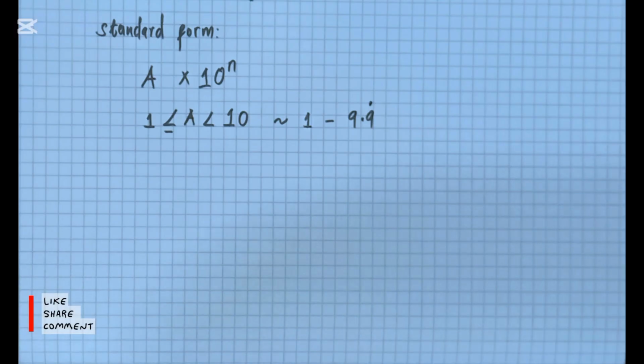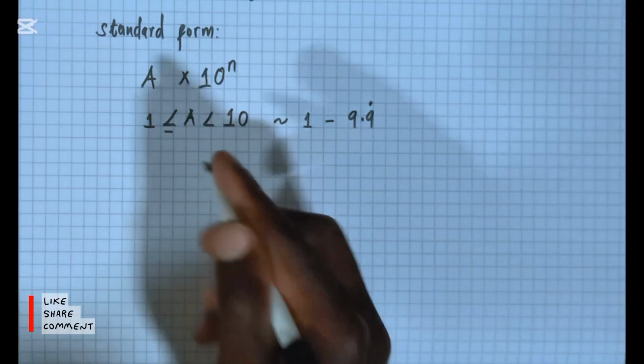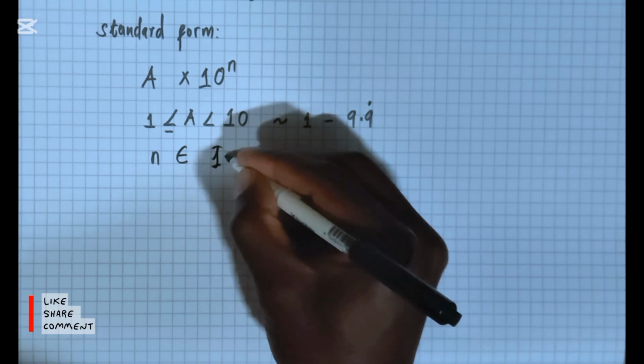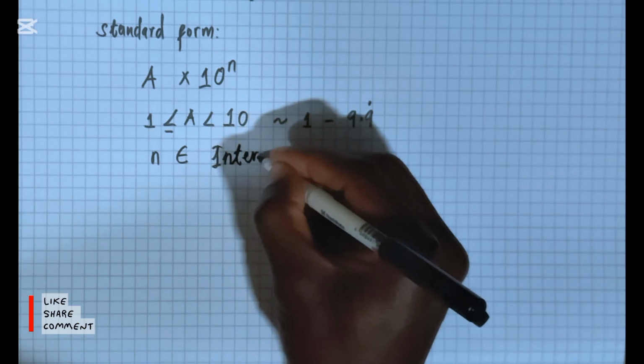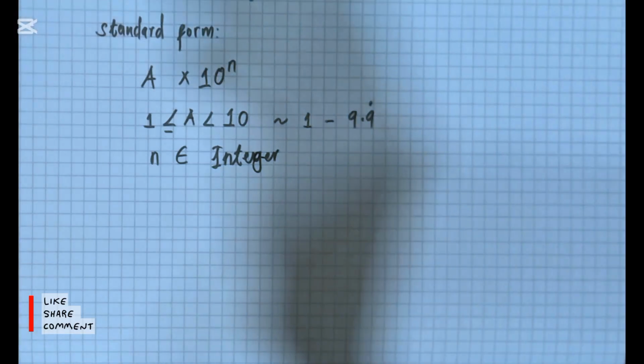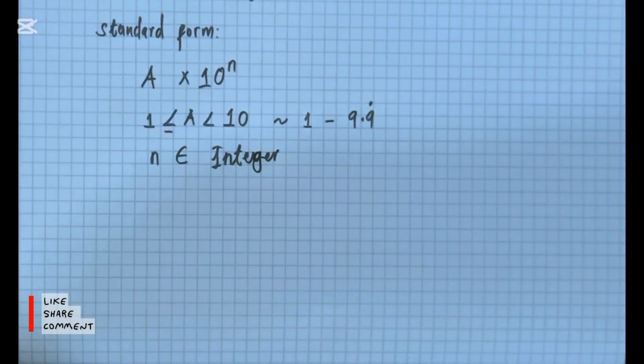All right, so that is what a should look like, and n should be any integer. So that basically means that n can either be a positive or a negative number.